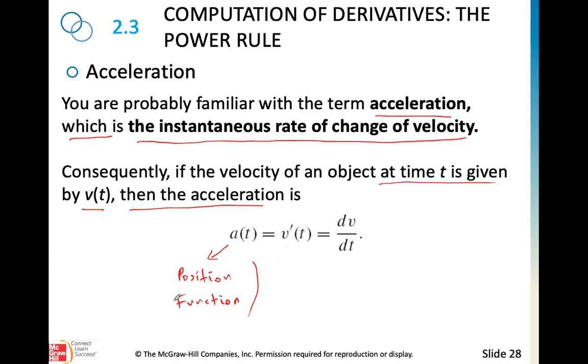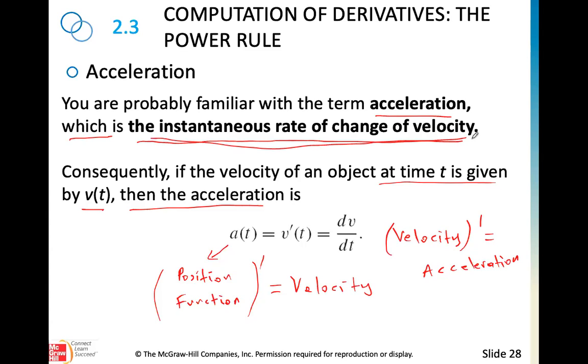So when you take the derivative of the position function, it is called velocity. When you take the derivative of velocity, it is called acceleration. What does acceleration mean? It is the instantaneous rate of change of the velocity. At that moment, what is the velocity?